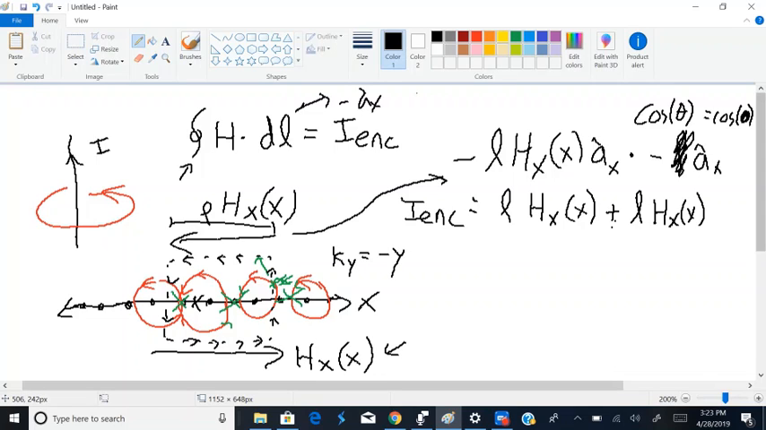Okay. Now we're going to multiply this by L because it's infinitely long, and we're just taking this cut portion from L.